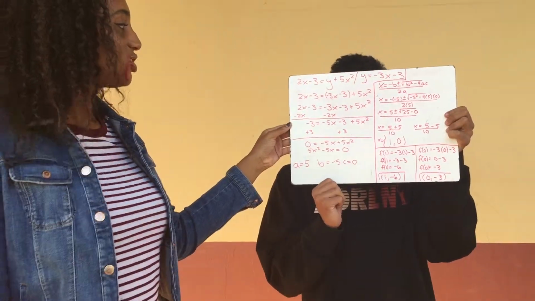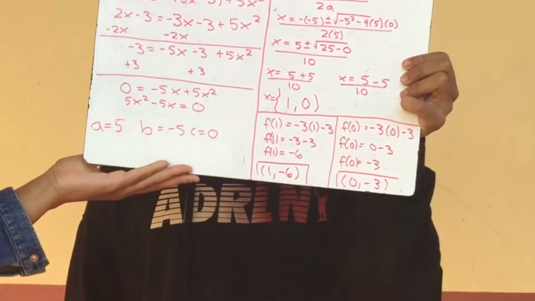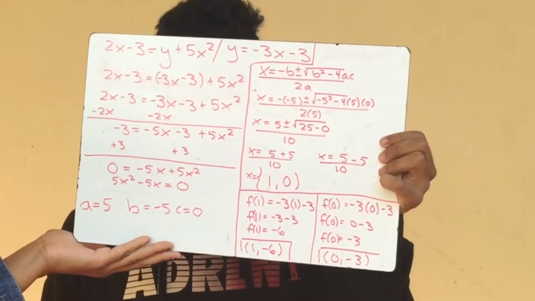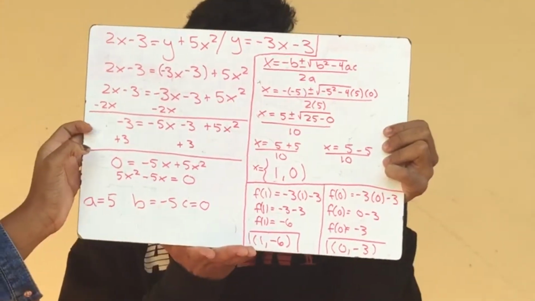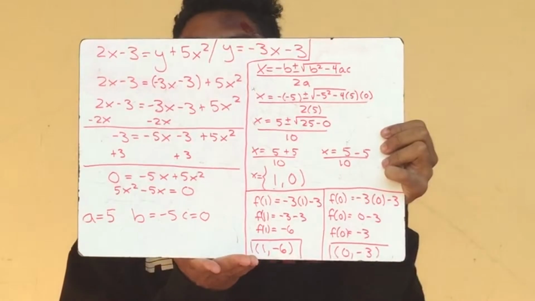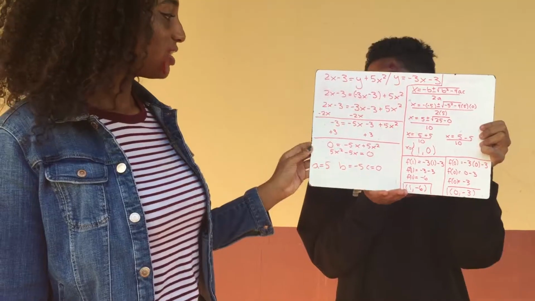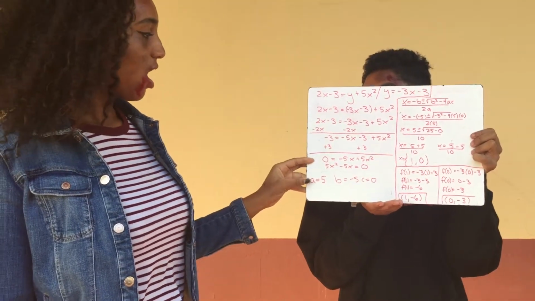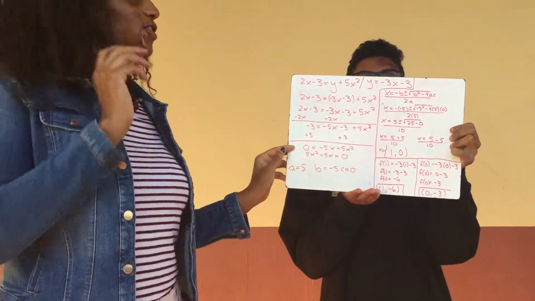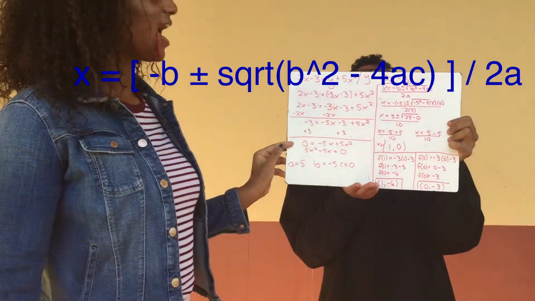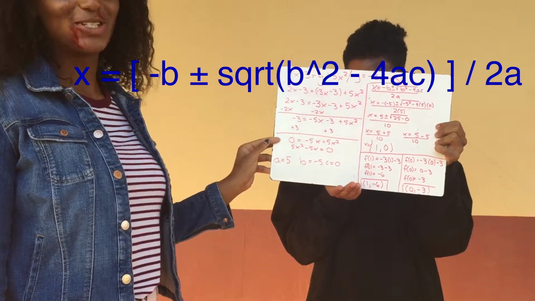to 0. And so we start off by subtracting 2x from both sides, and then we're left with -3 equals -5x minus 3 plus 5x squared. And then next we add 3 to both sides to cancel out this 3, and we get 0 equals -5x plus 5x squared. And so these represent our variables. So a equals 5, b equals -5, and c equals 0. And so for the rest of this problem, we need to use the quadratic formula, which is x equals -b plus or minus the square root of b squared minus 4ac all over 2a.